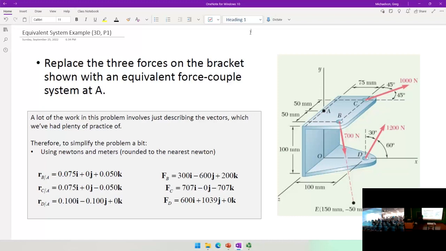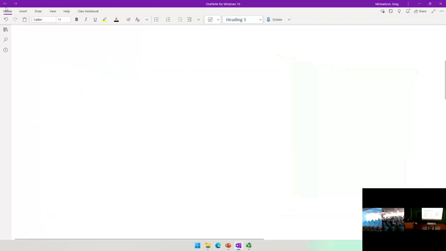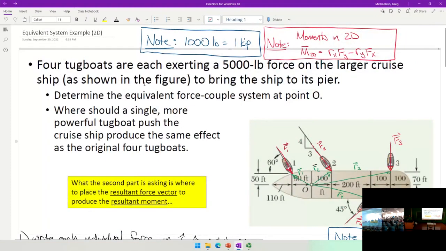Okay, let's go to the last example and just make sure that we're clear on how that worked. So here was the last example, and we had this barge that was pushed by a series of boats, and we said, okay, let's take this barge with 4 forces and replace it with an equivalent system, a single force and a single moment. So how did we go about that?